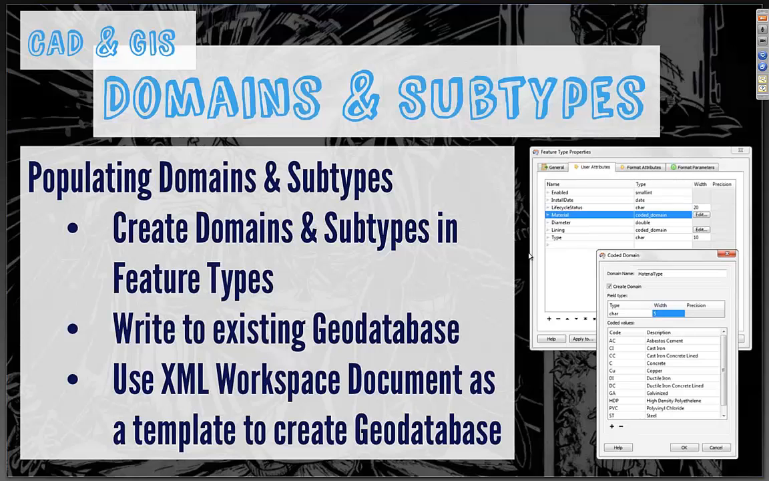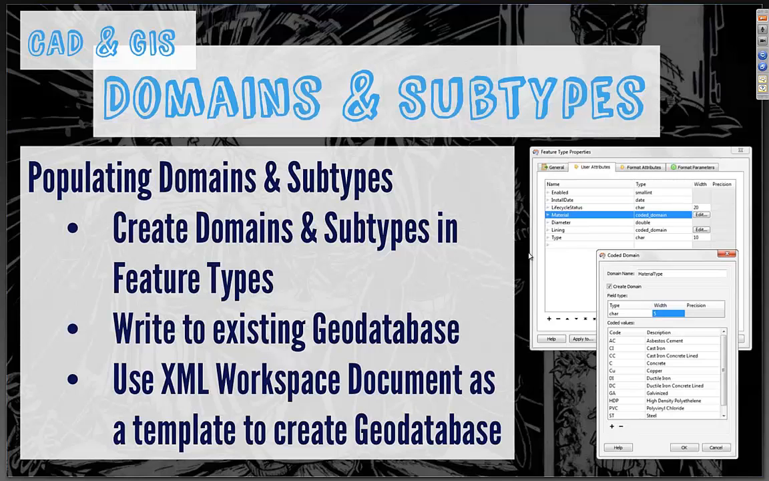First, you have to map them across. So I already illustrated that. You can use either the schema mapper or the attribute value mapper to take descriptive values that might be coming from your source data, like your CAD, and push those across. And then you have several options when you're populating domains and subtypes. You can create those domains and subtypes in the FME feature types in your workspace.